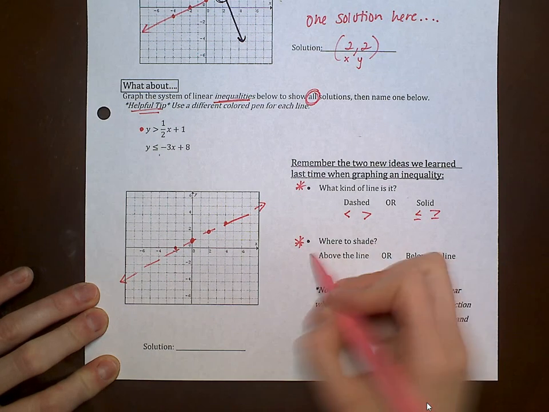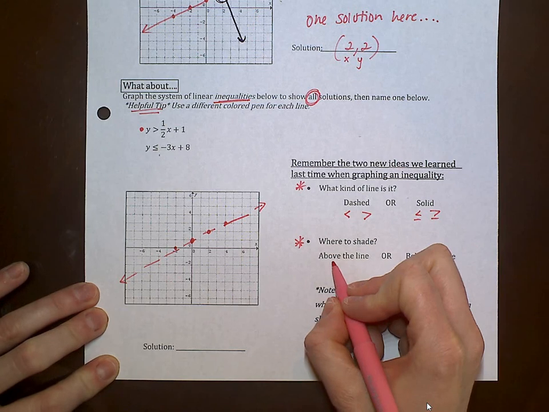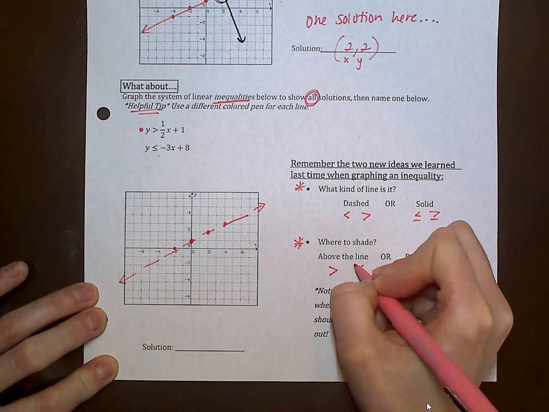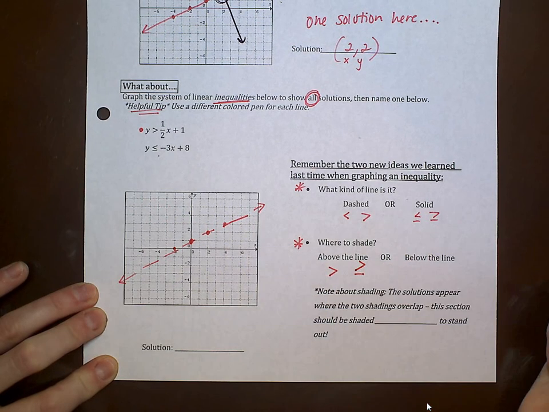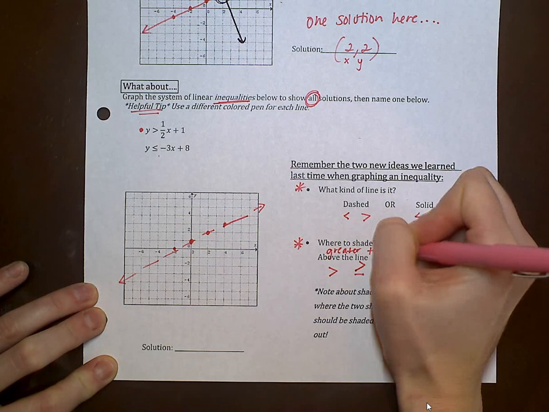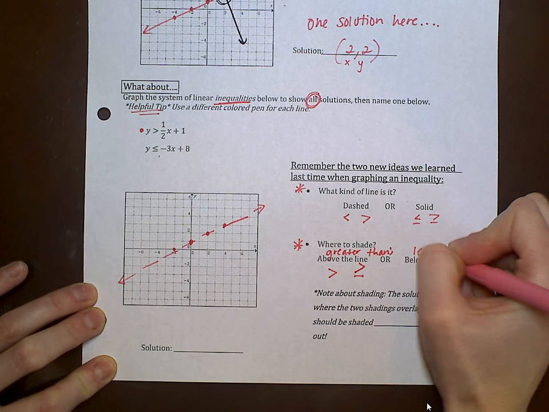You also have to think about where to shade. So you either shade above the line or below the line. The greater thans, they shade above the line, and the less thans shade below the line.